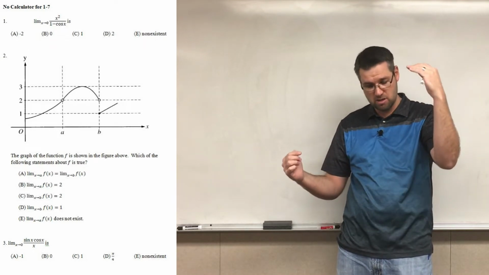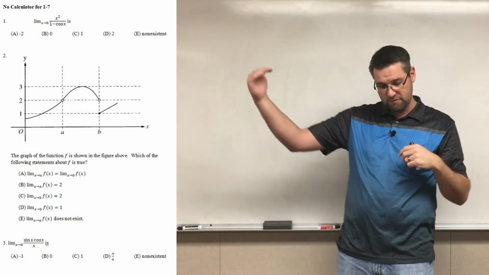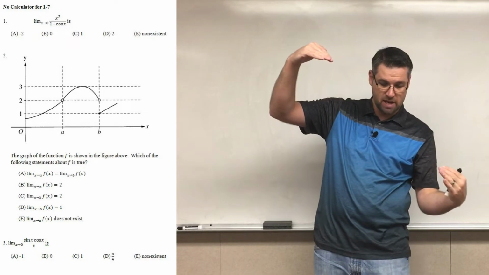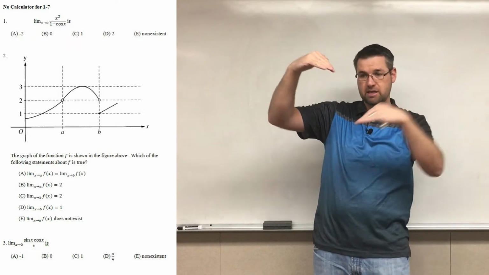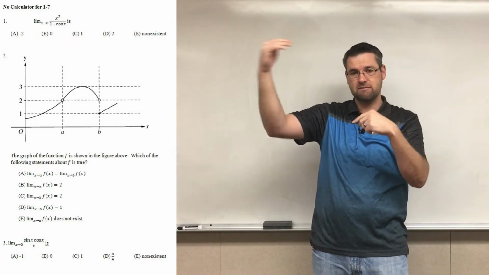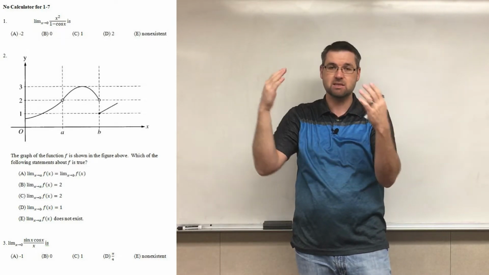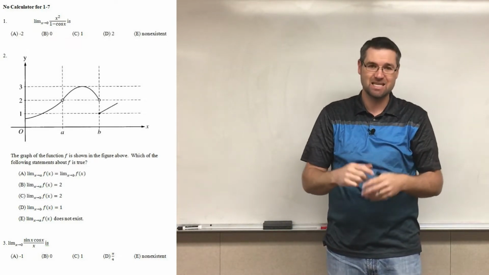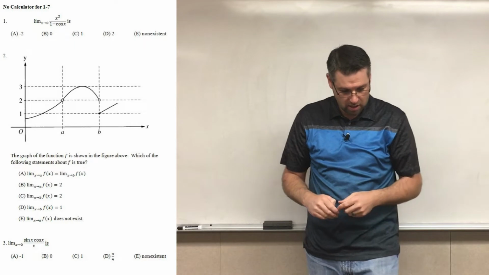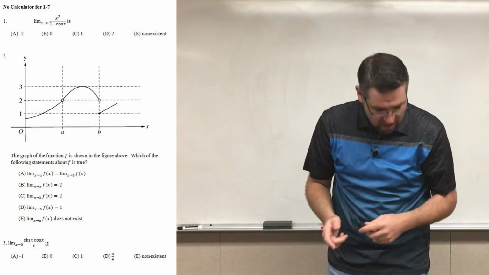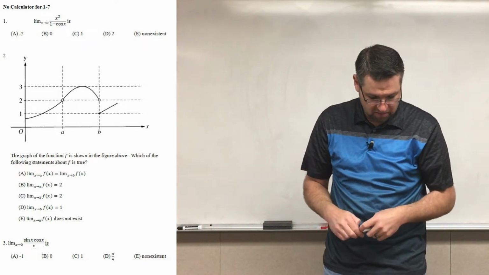So the limit from the left is coming in like this, the limit from the right is coming down like this. And since those two limits, the left-hand limit and the right-hand limit, are different, that means the limit as x approaches b does not exist. So the limit as x approaches a of f cannot equal the limit as x approaches b of f.